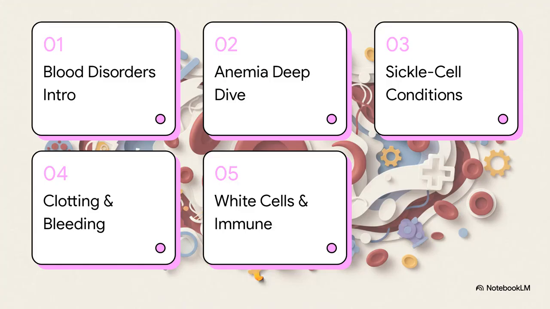All right, here's our game plan. We're going to start with the big picture, get some key vocabulary down. Then we'll do a real deep dive into anemia. After that, we'll tackle the specifics of hereditary conditions like sickle cell, then get into clotting and bleeding disorders, and we'll wrap things up with white blood cells and the immune system.